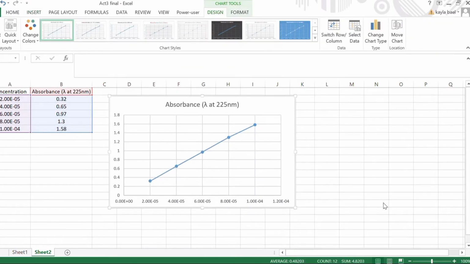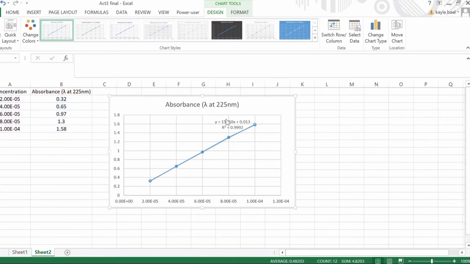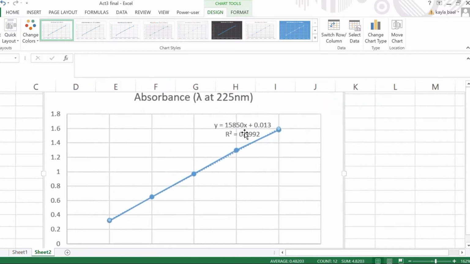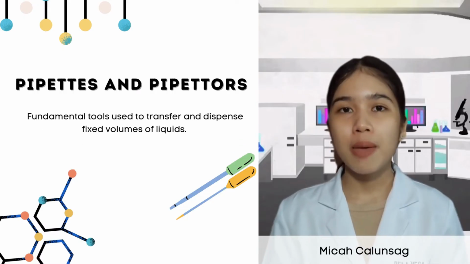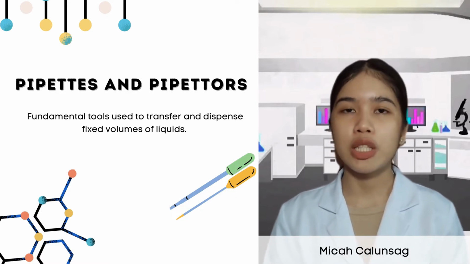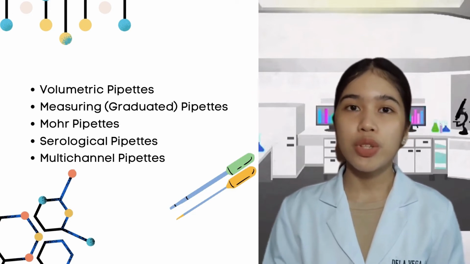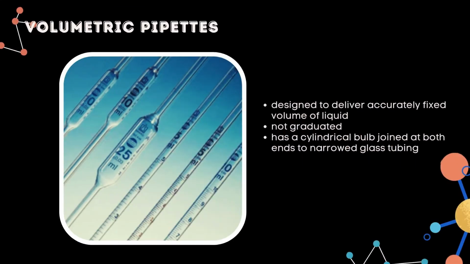You can solve for the concentration of unknown solutions by calculating the X value in the regression equation given from the chart elements. In laboratory, pipettes and pipettors are fundamental tools used to transfer and dispense fixed amounts of liquids. Pipettes come in several designs for various purposes with differing levels of accuracy.